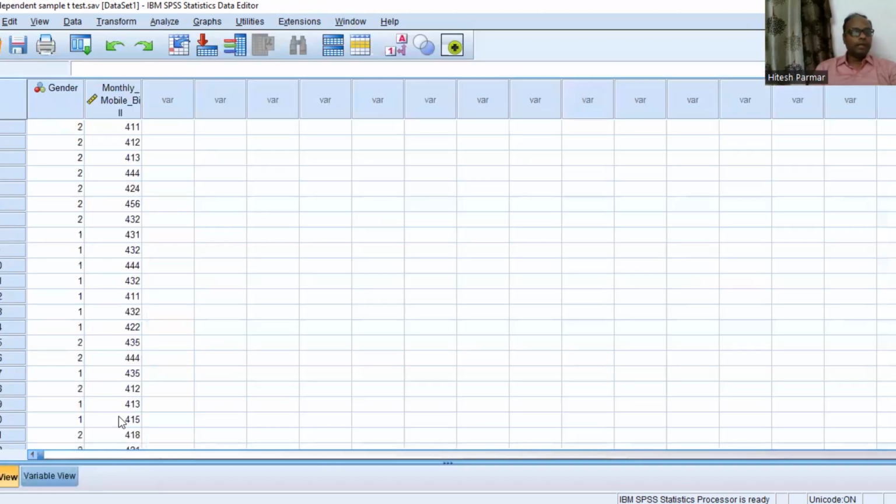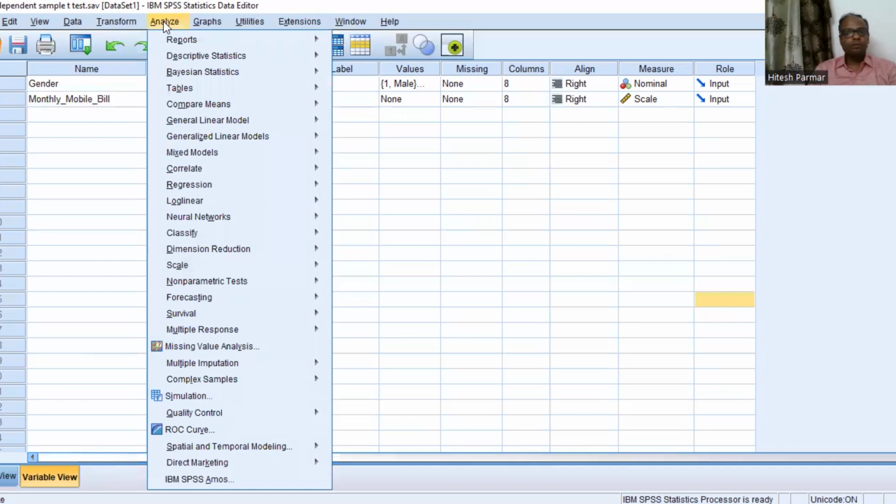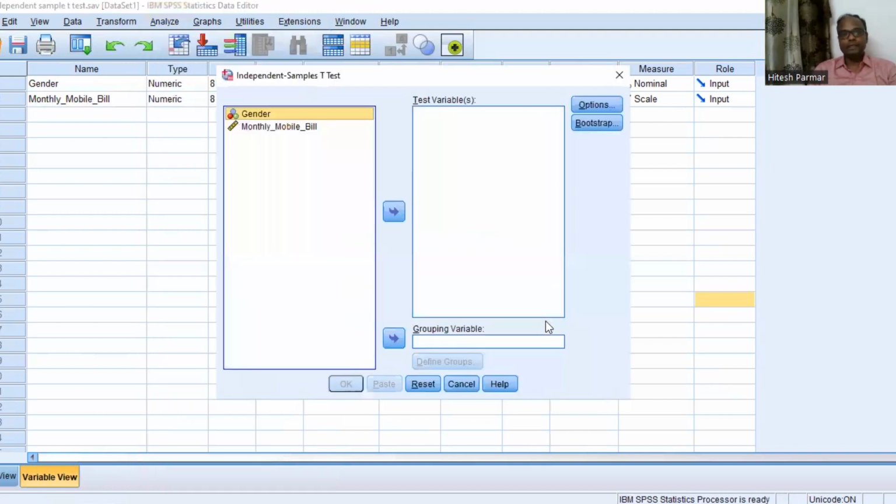So we have this data view. So we have gender and monthly mobile bill. And to apply this test, we need to click on analyze menu. Then what exactly we are doing here? We are comparing the mean. If you remember, we are comparing the mean. So it is available in this section, compare mean. And then we have this third choice available, independent sample t-test. So we can click here, independent sample t-test.